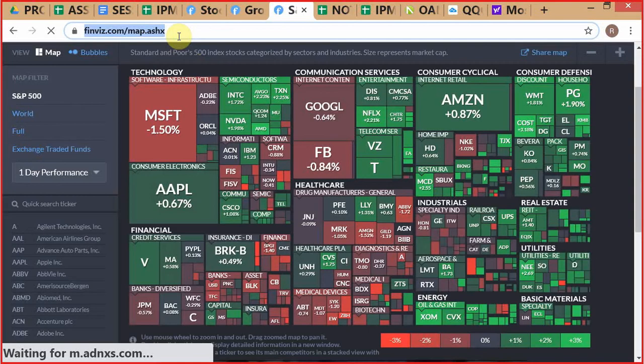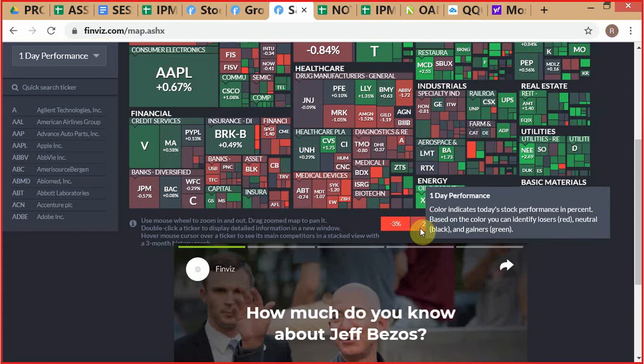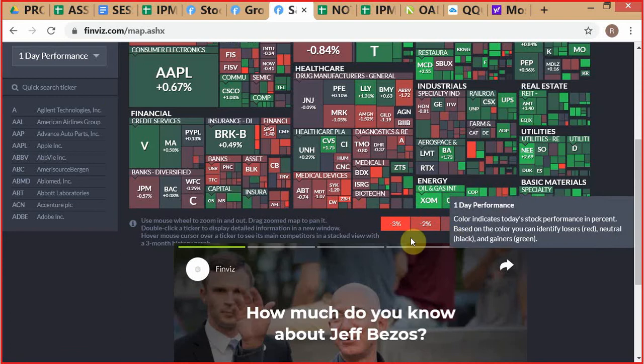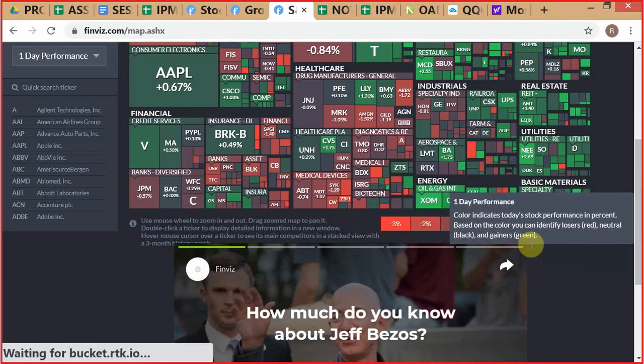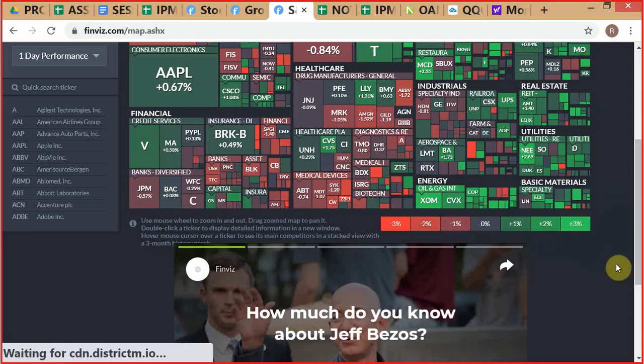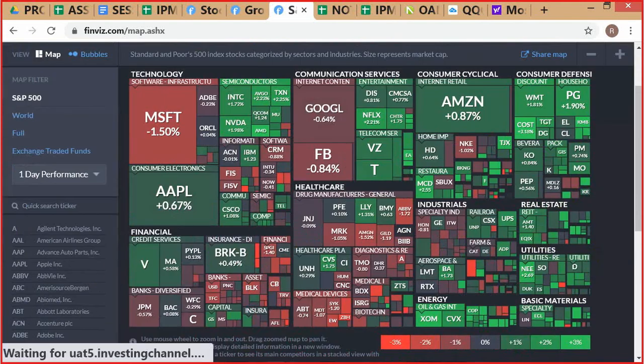This is called a heat map. Why is it called a heat map? Because it gives you a visual picture of which stocks have gone up and which have gone down. Can you see this -3%? This is based on a period, which is 1 day performance. So -3% means deep red, a little less red means -2%, even less red is -1%. Similarly, here you have +3%, +2%, and the green. You understand the idea, right? Very bright green.